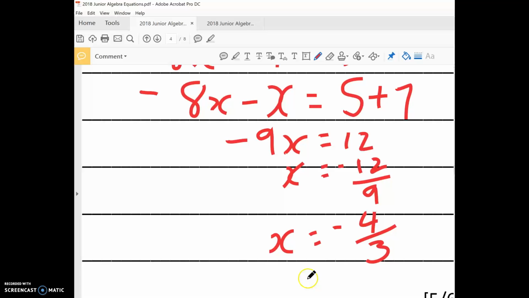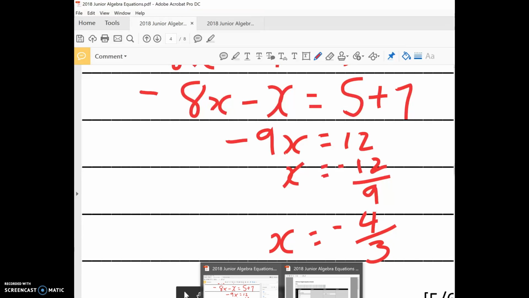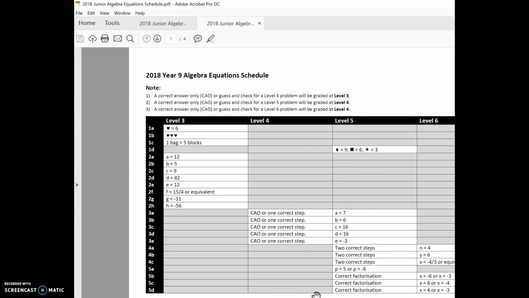And let's have a look at our answer scheme, which is here. And we can see that x equals 4 thirds or equivalent is actually level 6. Negative 4 thirds or equivalent is level 6.